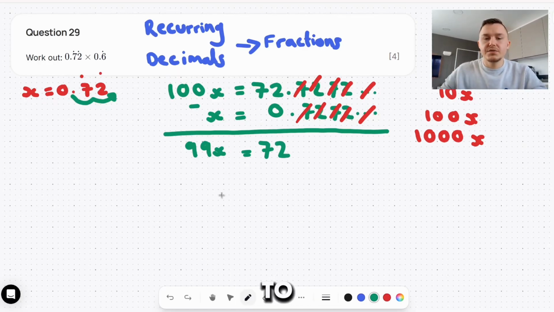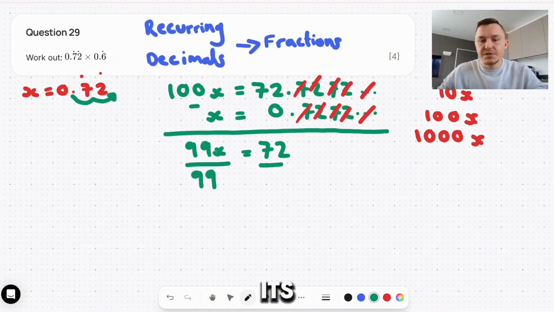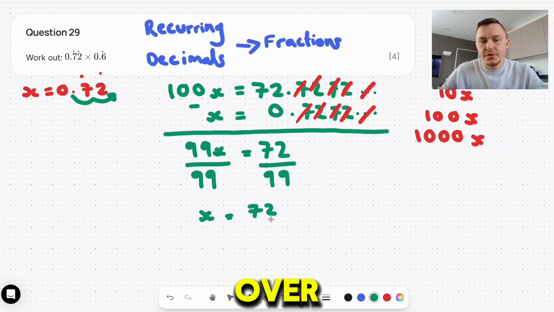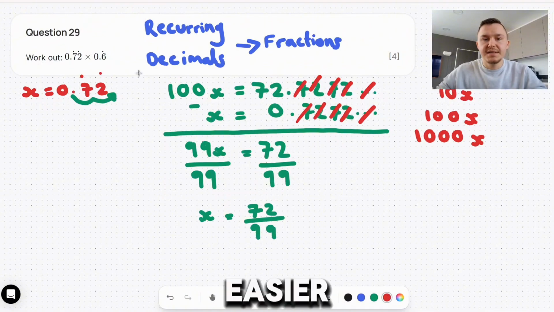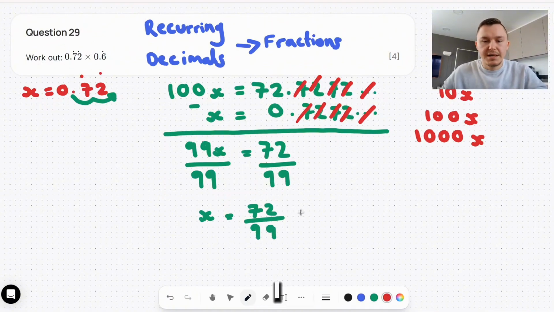So the next thing I need to do now is divide both sides by 99 to just get x on its own, solve for x. So that gives me x is equal to 72 over 99. And I can simplify this to make my life easier when I'm multiplying them later. I could divide both the top and the bottom by 3. You can use the bus stop method here, or you might know that that's 24 over 33.